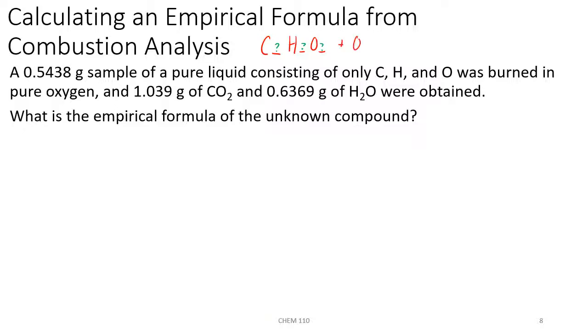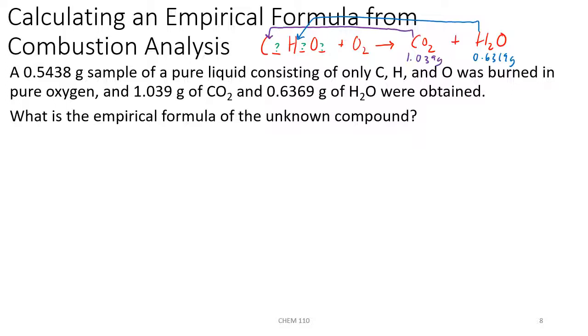Combustion means it's being burned in oxygen, and our two products are going to be carbon dioxide and water. Now we can't write a balanced chemical equation because we don't know what our unknown is yet. But we do know a few things. We can start with our mass of carbon dioxide, which is 1.039 grams, and all of the carbon that ended up in our carbon dioxide must have come from the carbon in our sample. Next, we can start with the mass of our water, which we were told was 0.6369 grams, and all of the hydrogen that ended up in our water must have come from the hydrogen in our unknown sample.